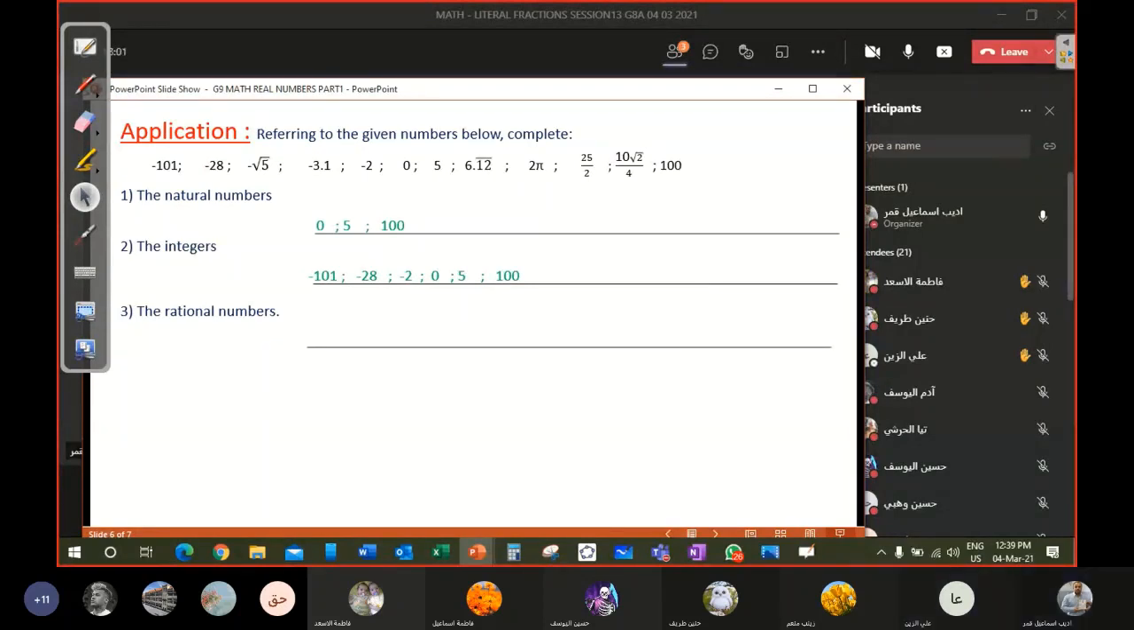Yes. Correct for Haneen. Minus 101. Minus 28. Minus 3.1. Minus 2. 0. 5. 6.12 periodic number. Good. 25 over 2. Very good. 100. Very good.